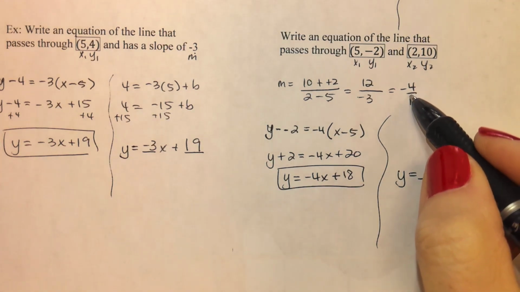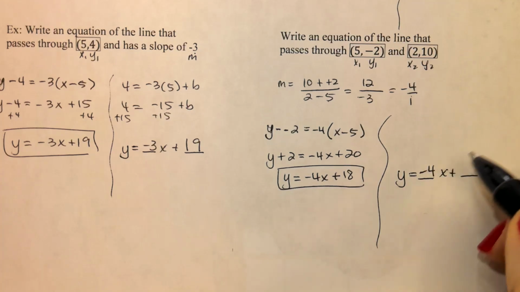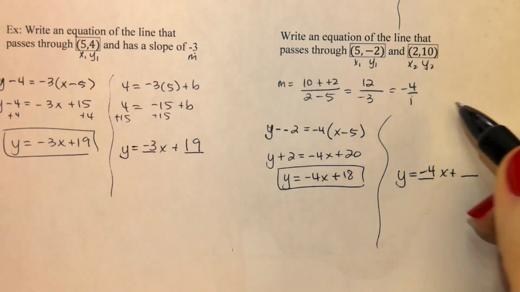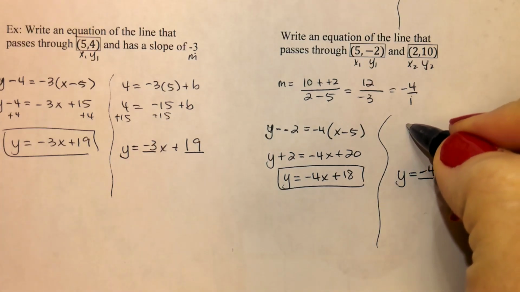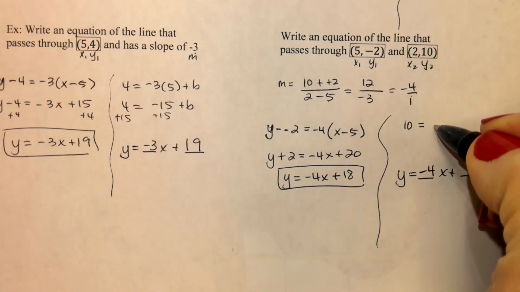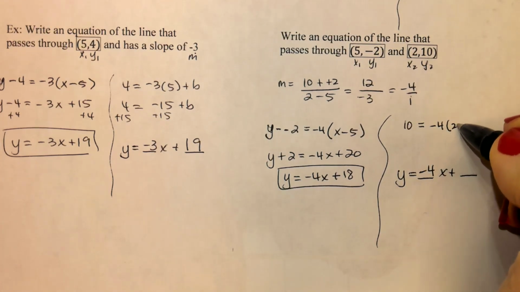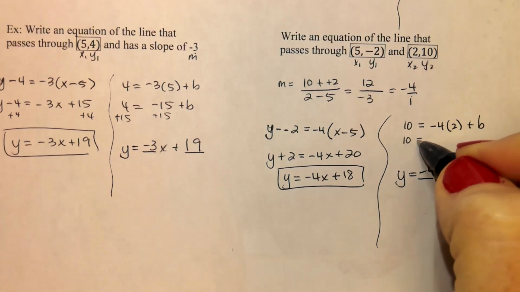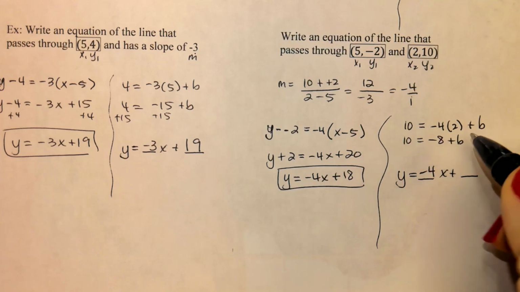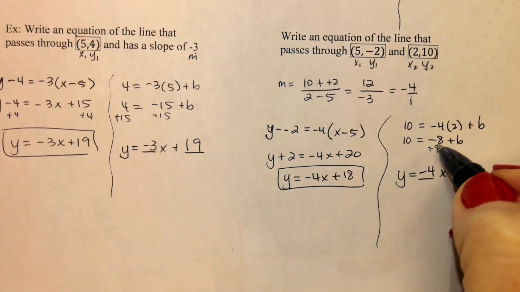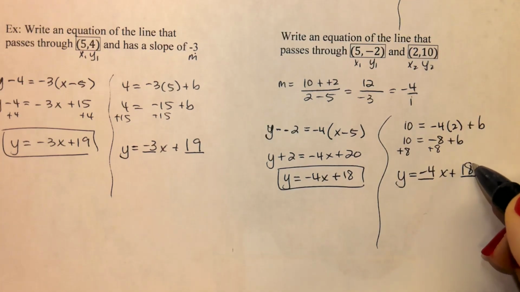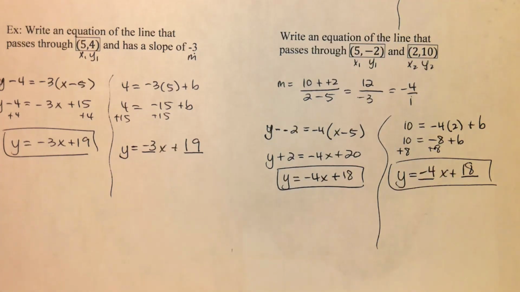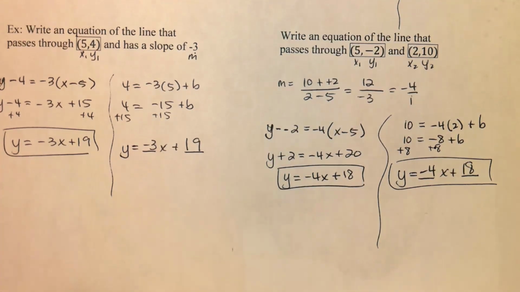I'm going to put my m in there, which is negative 4. You can pick either point. I'm actually going to pick the other one this time so we can see that it turns out to be the same. So my 10 goes in for y, and then negative 4 times 2, plus our b that we have to find. So 10 equals negative 8 plus b. Add the 8 over, and as soon as you do that, you get the 18. So it does not matter which point you pick when you're doing either form. Just watch those double negatives. They'll get you.